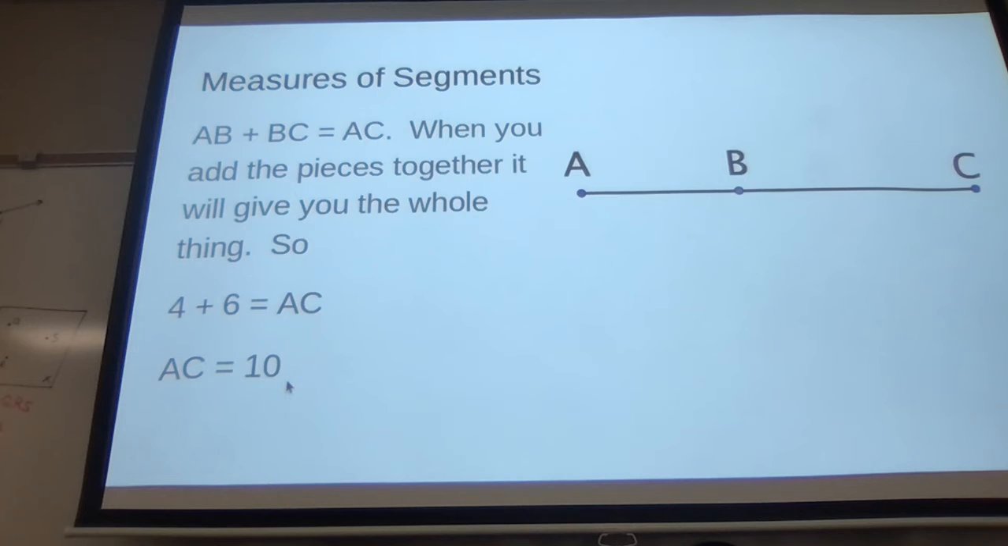Okay. That's called the segment addition postulate. We're going to talk more about that in chapter 2. But this is just a little preview for you here. That's called the segment addition postulate.